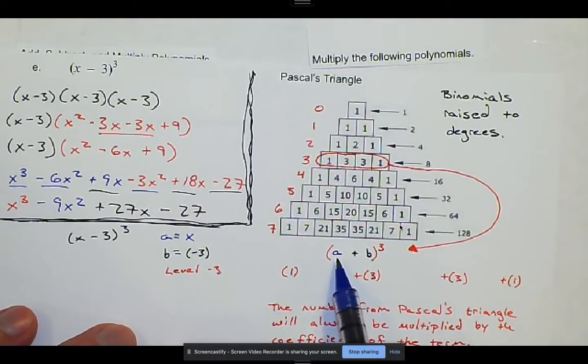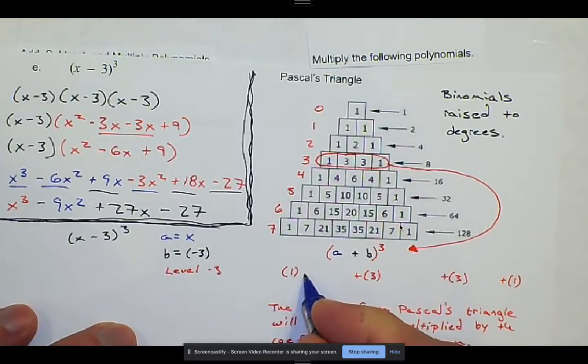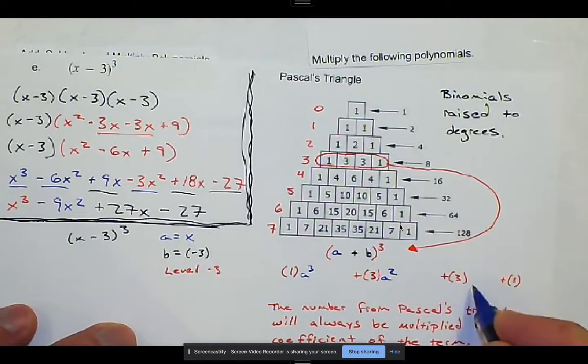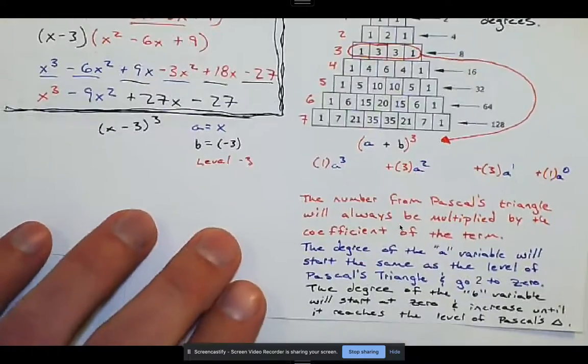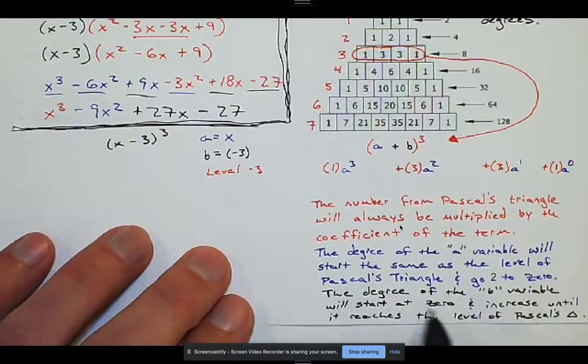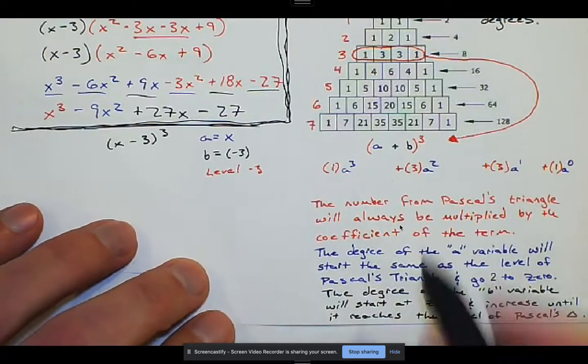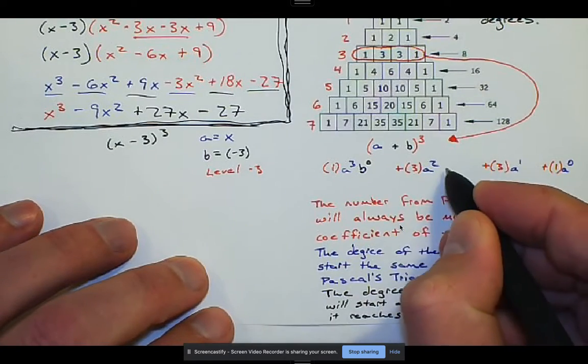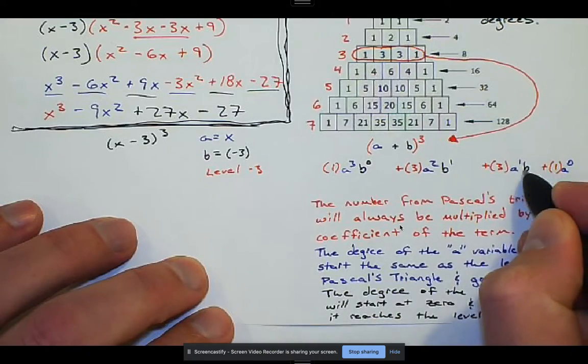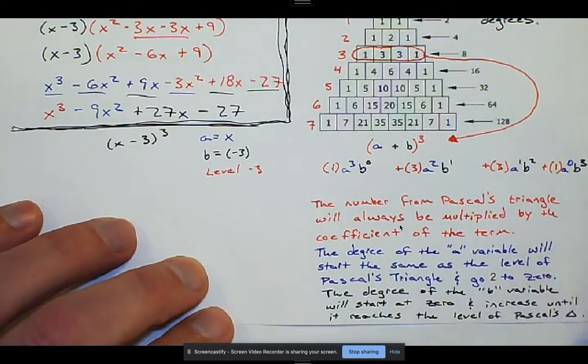The next thing we come to is the a. The degree on the a variable will start at the same level as Pascal's triangle and go to 0. We're on level 3 of Pascal's triangle, so that will be a to the third, then a squared, then a to the first, and then a to the 0. The degree of the b variable will start at 0 and increase until it reaches the level of Pascal's triangle. So here we'll have b to the 0, b to the first, b squared, and finally b cubed.